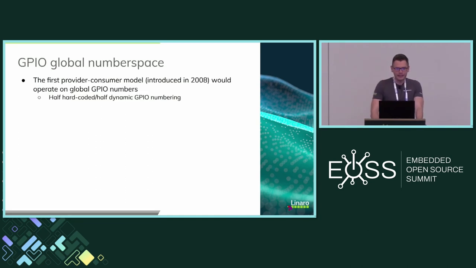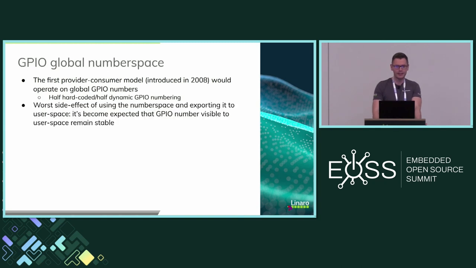Then in 2008 we gained the provider-consumer model. It was based on the half hard-coded, half dynamic GPIO numbering scheme. This is the one that still exists under the hood in today's GPIO subsystem. This is also the time where the SysFS user space interface was merged. And the user space interface back then also was based on the same number space. So now we literally cannot get rid of that anymore, or it will take several more years because user space is used to it and they will want it to keep on working, including keeping the same numbering scheme, so we cannot even change that.